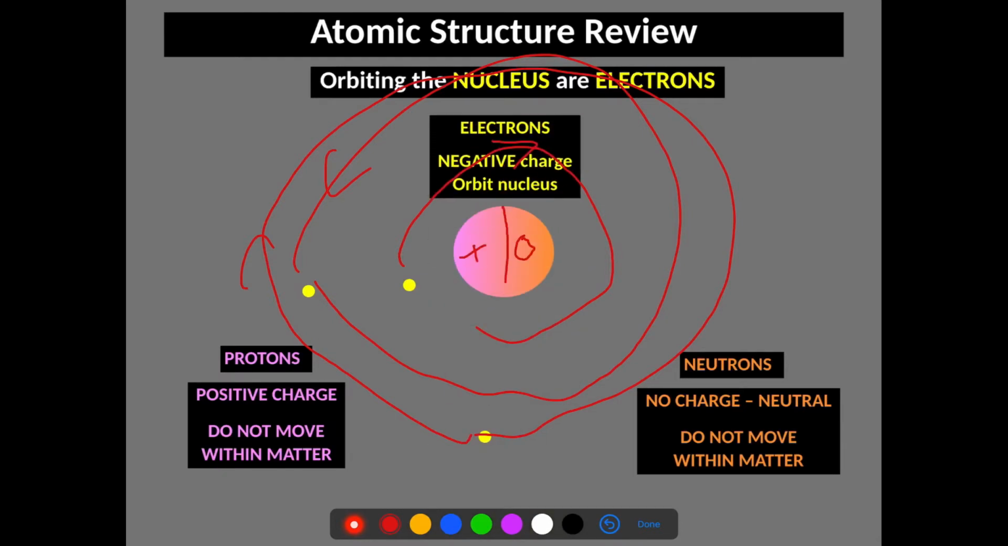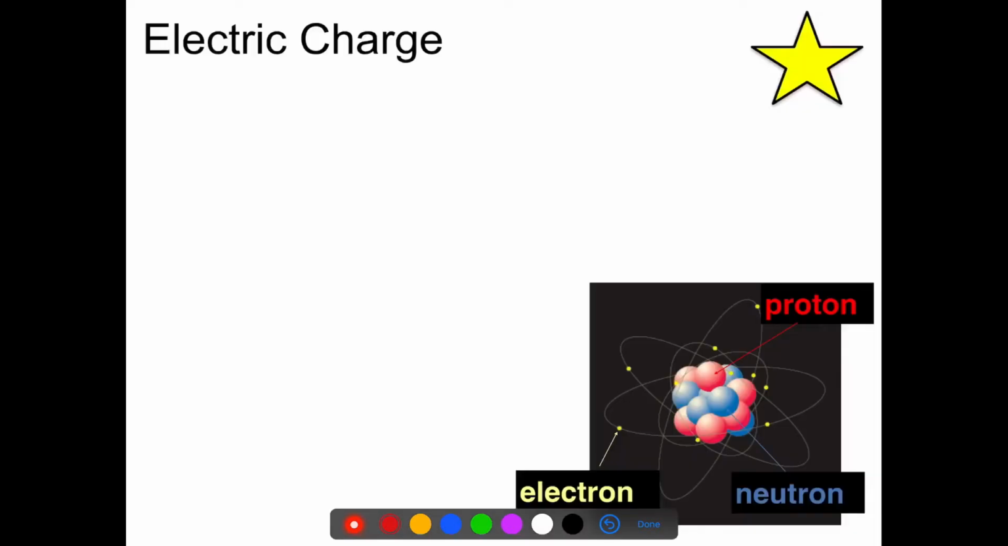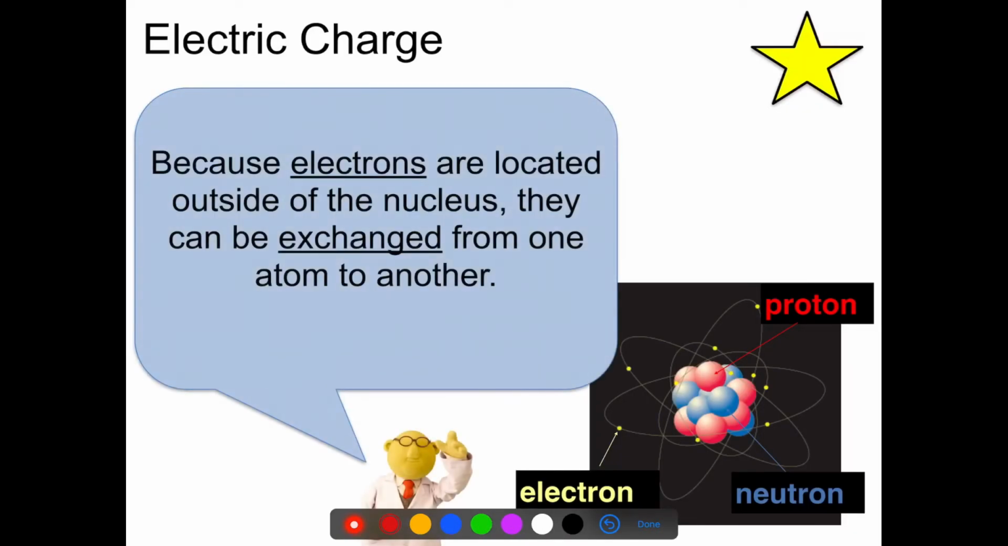Electrons have negative charge, so these guys are negative. Because electrons are located outside the nucleus, they can be exchanged from one atom to another. So electrons are the ones that are moving and changing, moving around, and gives us charge that's moving around.